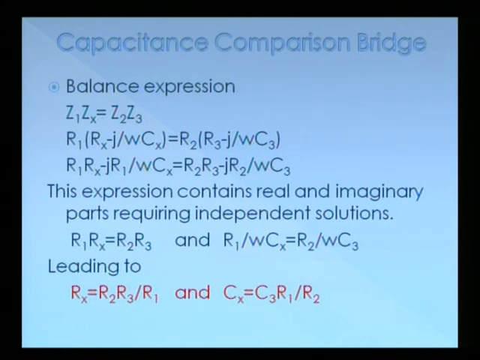So in the same way, you can go for the solution of the unknown value of capacitance and resistance. Here Cx is defined as the capacitance of the particular unknown capacitor, and Rx is defined as the leakage resistance of the same unknown capacitor.